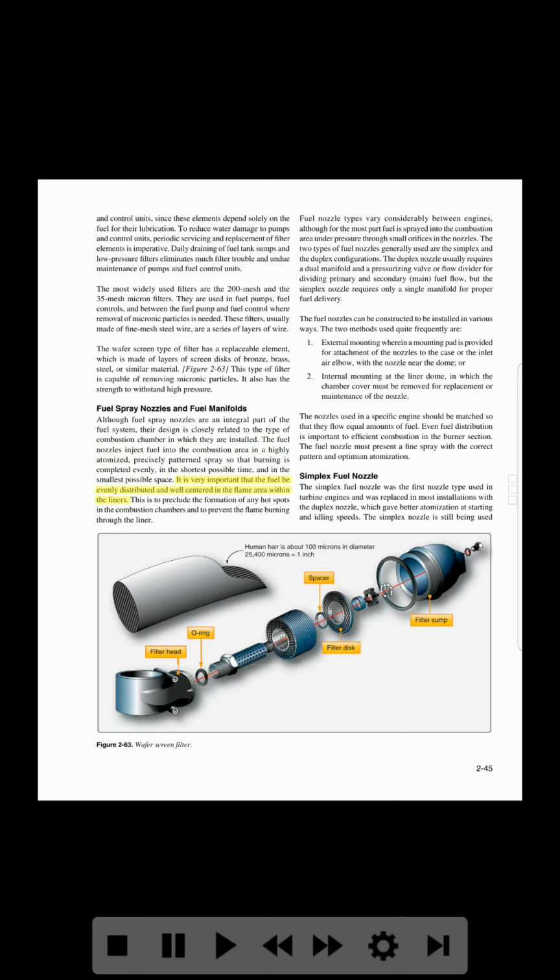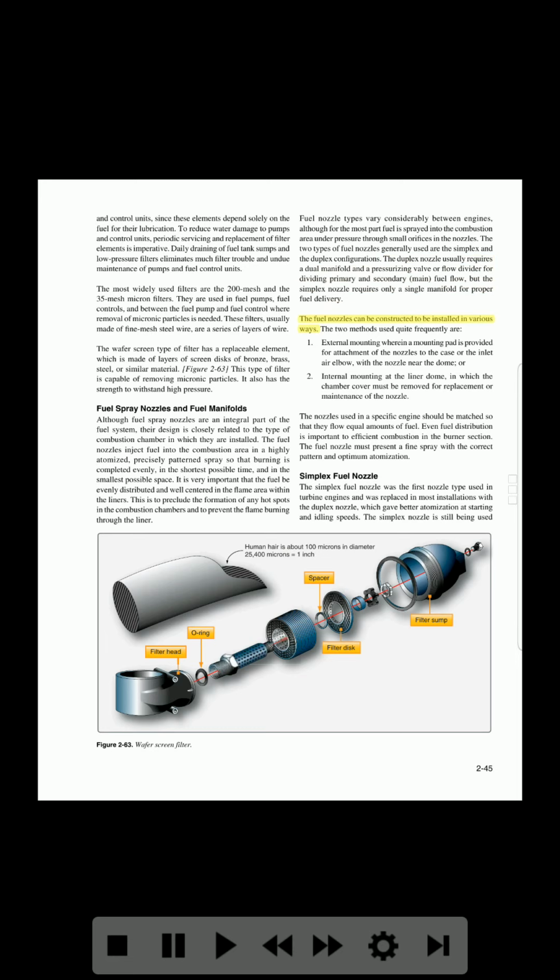It is very important that the fuel be evenly distributed and well centered in the flame area within the liners. This is to preclude the formation of any hot spots in the combustion chambers, and to prevent the flame burning through the liner. Fuel nozzle types vary considerably between engines, although for the most part fuel is sprayed into the combustion area under pressure through small orifices in the nozzles. The two types of fuel nozzles generally used are the Simplex and the duplex configurations. The duplex nozzle usually requires a dual manifold and a pressurizing valve or flow divider for dividing primary and secondary main fuel flow, but the Simplex nozzle requires only a single manifold for proper fuel delivery.